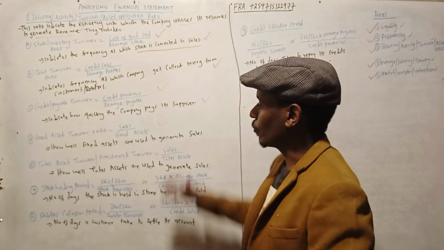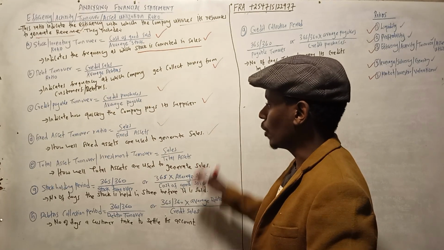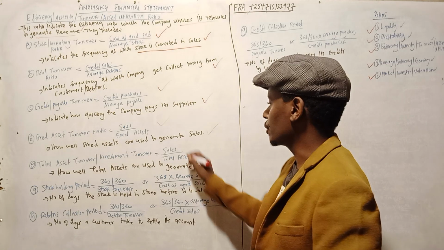We have the fixed asset turnover, which is equal to sales over fixed assets. How fast can we utilize fixed assets to generate sales?